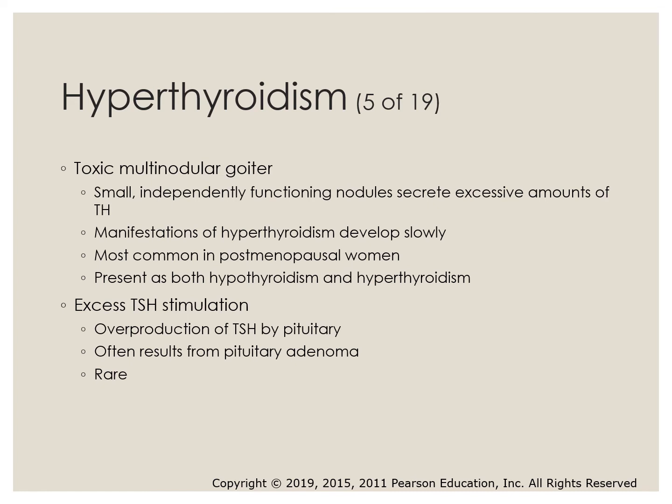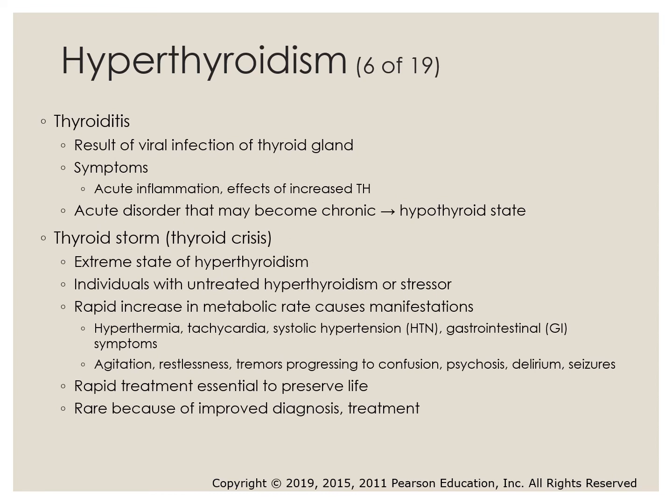Thyroiditis. So what is that? Inflammation of the thyroid gland most often is a result of a viral infection of the thyroid gland. The symptoms of thyroiditis are acute inflammation and effects of increased thyroid hormone. Thyroiditis is an acute disorder that may become chronic. It may result in a hypothyroid state as repeated infections destroy the thyroid gland.